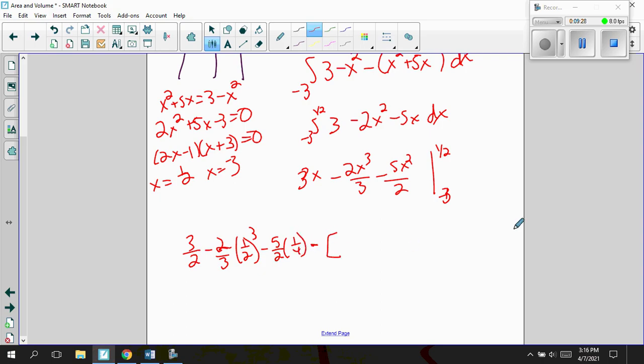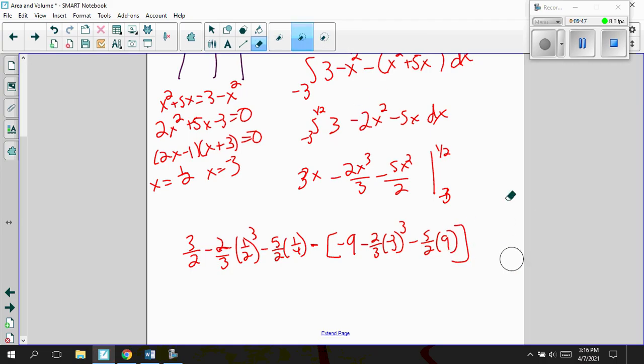And then minus, so now I'm going to plug my -3 in there. So I would have -9 minus 2/3 times -3 cubed minus 5 halves, and -3 squared is 9, so I can put a 9 there. If it's free response, you can leave it like that. If it's multiple choice, you're probably going to have to do some simplifying, but with writing this as 2/3, a half cubed is 1/8. So some of this will probably combine and cancel, and it won't be too crazy if it's multiple choice.